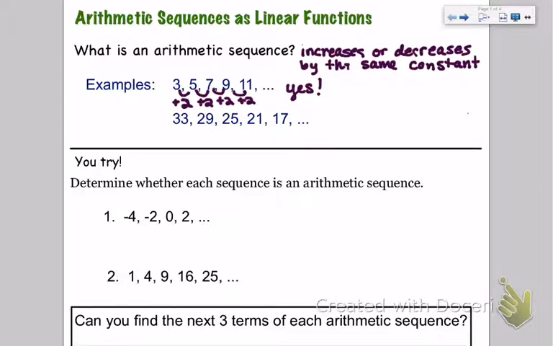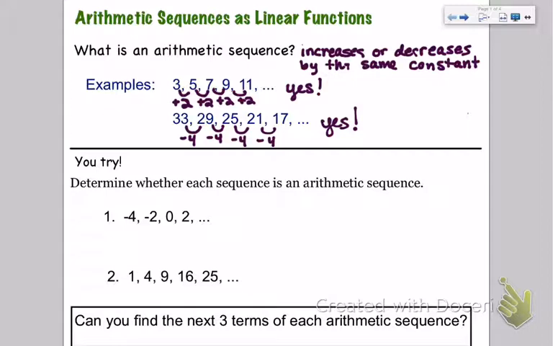If we look at the next set of numbers, from 33 to 29, we are subtracting 4. From 29 to 25, we are subtracting 4. From 25 to 21, we are subtracting 4. And from 21 to 17, we are subtracting 4. So yes, this is also an arithmetic sequence.